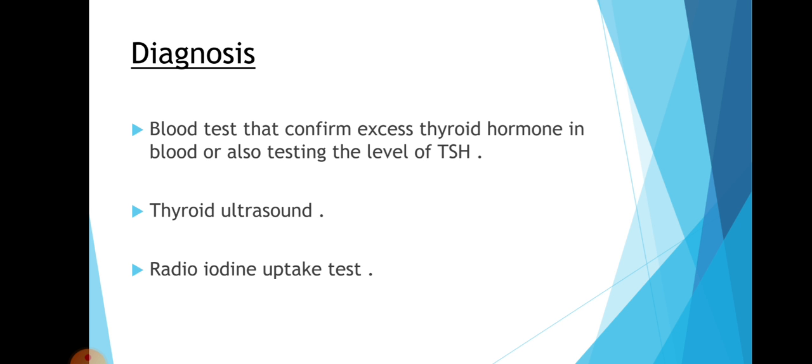Now the radio iodine uptake test. In this test a small amount of radio iodine is taken by the patient in the form of a capsule, and the doctor will see how much of this iodine will collect in the thyroid gland, and it will be checked after 6 hours or 12 hours. So a high uptake of radio iodine indicates more production of thyroid hormone, and the most likely cause can be Graves disease or abnormal thyroid gland functioning.